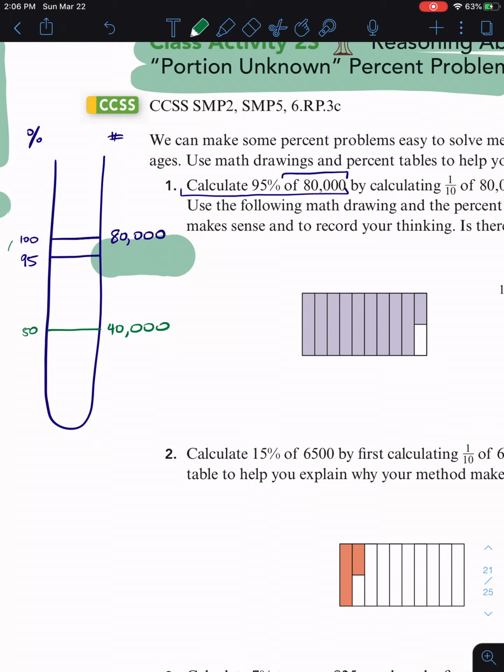We know that 95 is 5 percentage points less. Could we figure out what 5% is? Well, if 40,000 is 50%, what if we take a tenth of that?